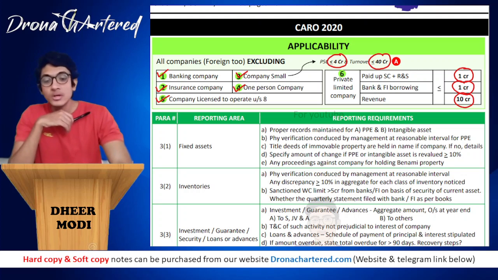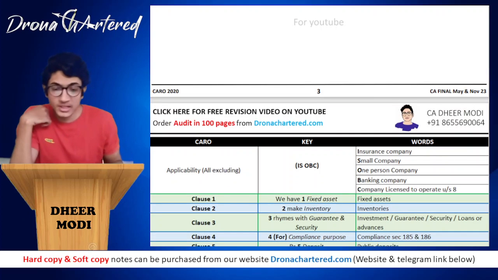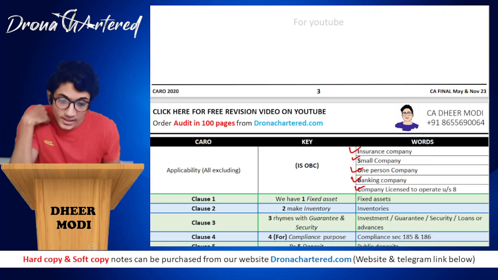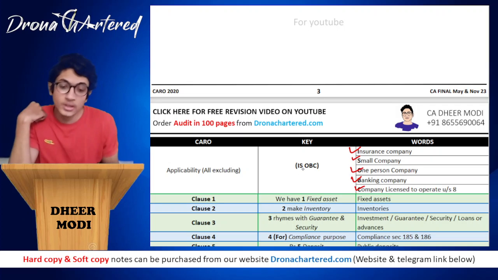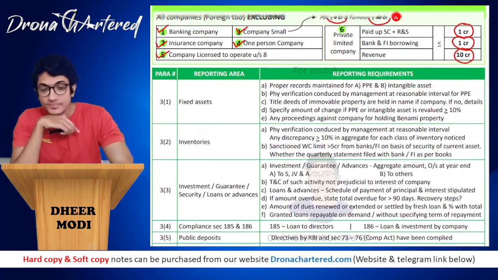So the key to learn this I have made. I will be uploading this on the Telegram channel also. So that is your ISOBC. Your insurance company, small company, one person company, banking company, and company under Section 8. So that is your ISOBC. And there is your P also, that is your private company. Okay.